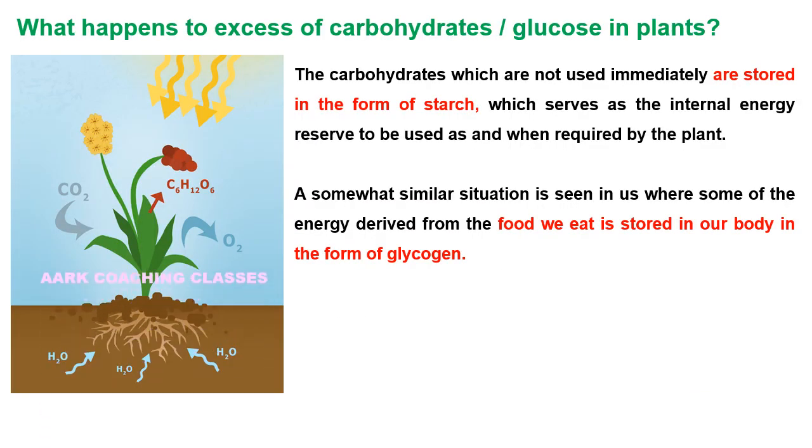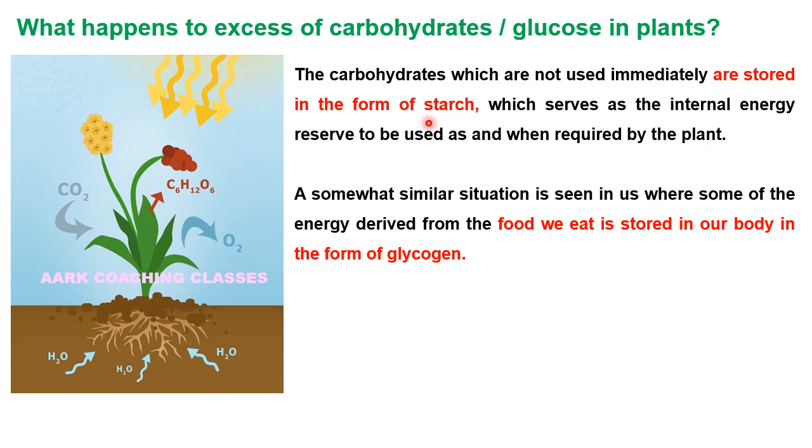Now what happens to the excess of carbohydrates or glucose in the plants? What happens to the excess of carbohydrates or glucose in the plants? The carbohydrates which are not used immediately, so plant also needs some energy, right, to grow, to repair, right? But it is preparing its own food, right? So what is the end product of photosynthesis? Glucose. Now this glucose, that is carbohydrate, which is not used immediately, are stored in the form of starch.